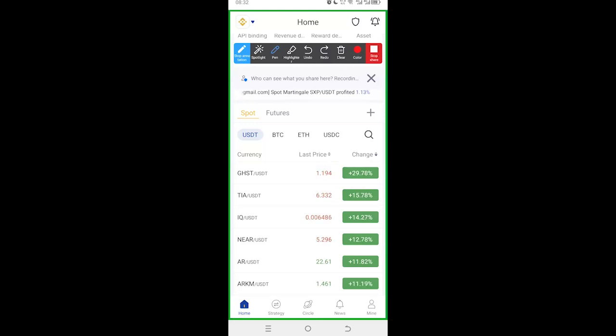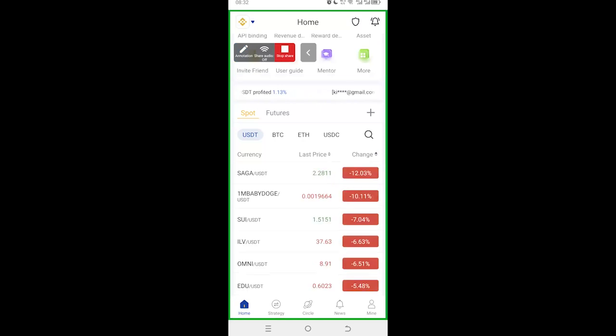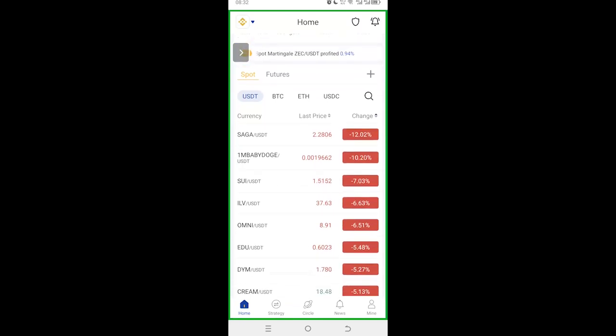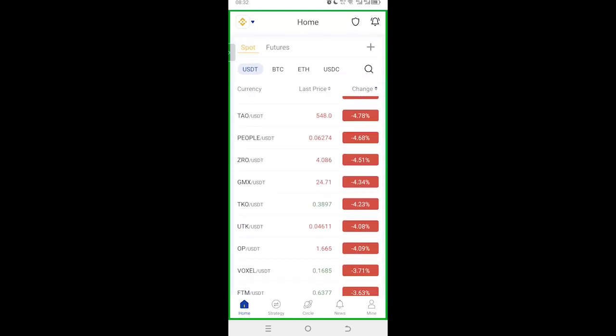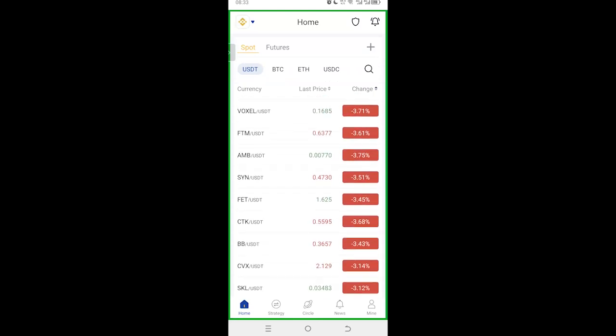Click again the word change. You see? Now, it will bring you the coin which has gone down in the market. But not all these coins have high volatility. Some coins have high volatility, some are having low volatility.